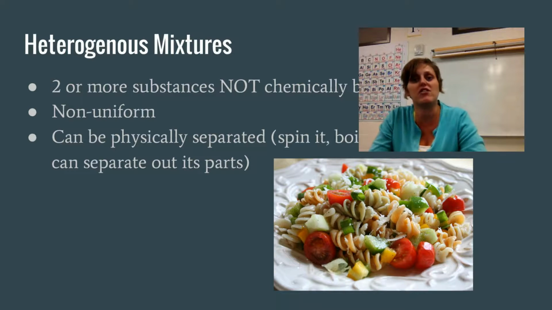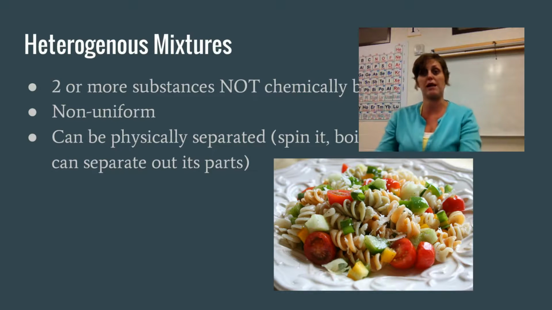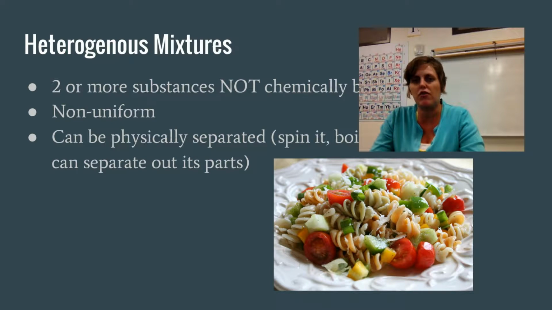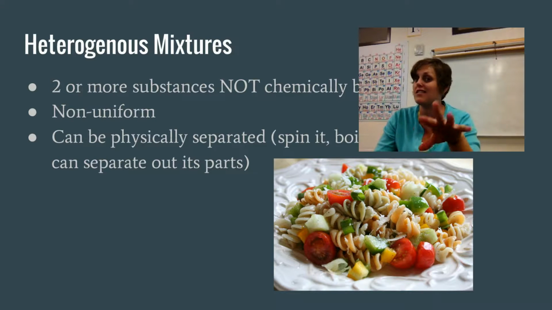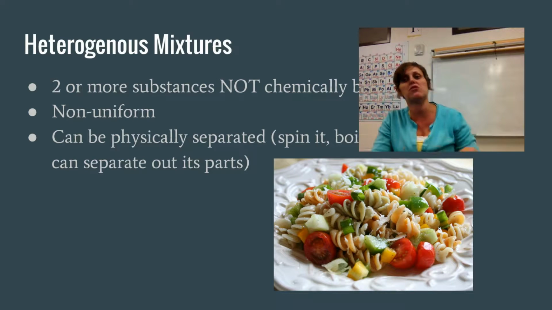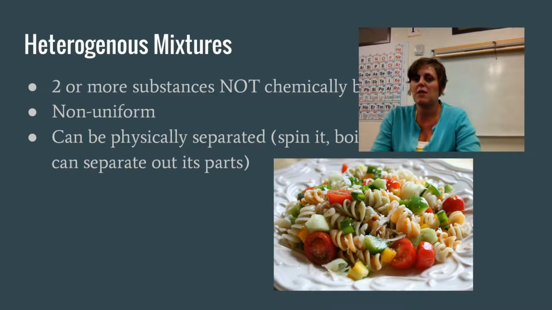Heterogeneous mixtures, again, are two or more substances not chemically bound, like any mixture, but they're non-uniform. Remember, hetero means different, so it's not the same through and through. You can look at the salad that I have pictured there, and you can easily say, I don't want the tomatoes, and pull those apart very easily. So it can be physically separated. Boil it, spin it, sift it, and you can separate out its parts.